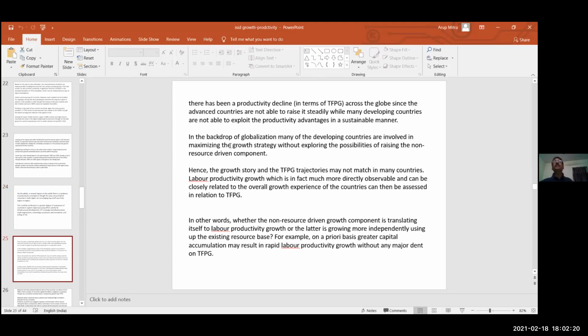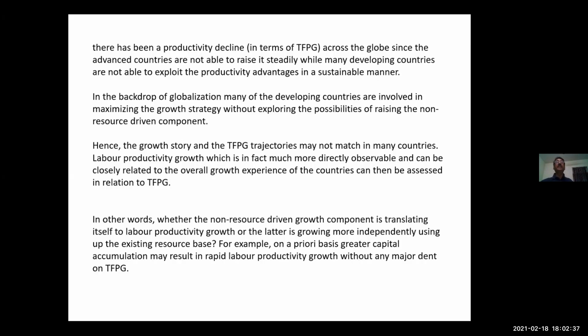So there has been a productivity decline in terms of TFPG across the globe, since the advanced countries are not able to raise it steadily, while many developing countries are not able to exploit the productivity advantages in a sustainable manner. This particular point we had highlighted in the beginning. In the backdrop of globalization, many of the developing countries are involved in maximizing the growth strategy without exploring the possibilities of raising the non-resource driven component. Sometimes the purchase of technology is extremely costly, so they have given up the methods of innovating or importing the technology.